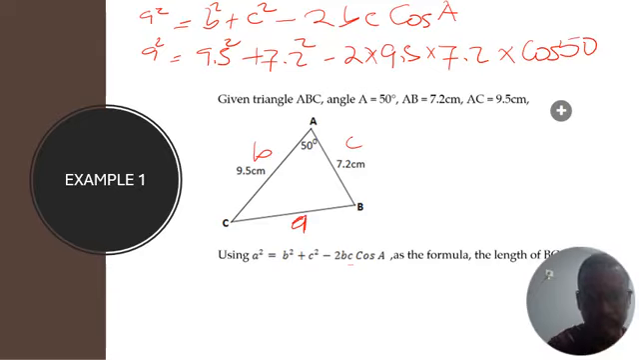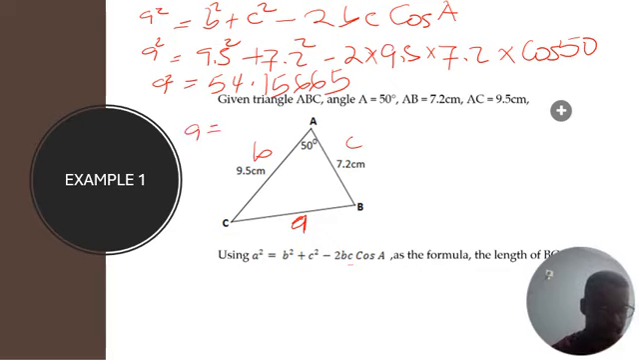So if we simplify that, you find out that A squared is equal to 54.15665. So take the square root on both sides, and A will be equal to the square root of that, which is 7.36 centimeters. So that's the value of CB.